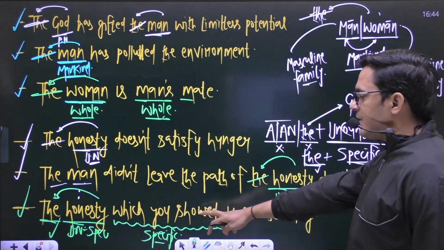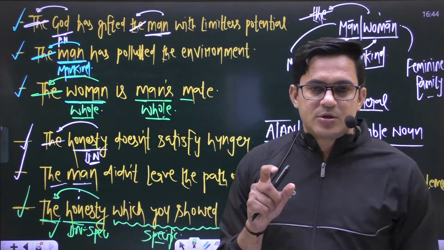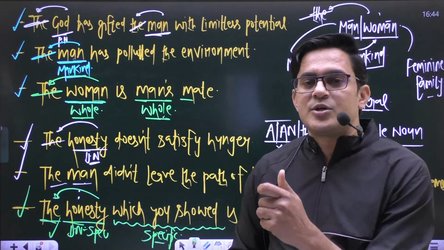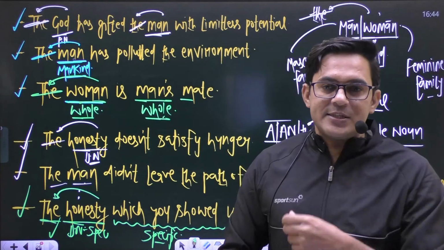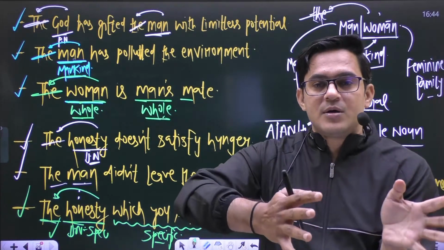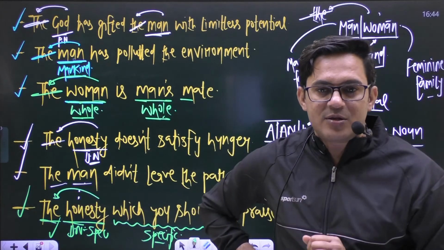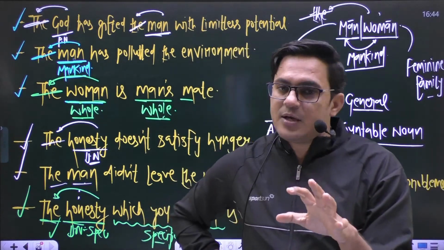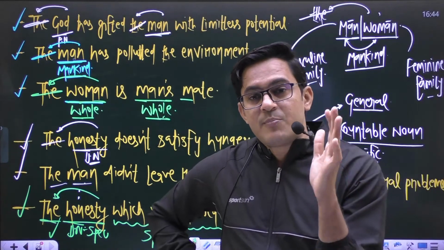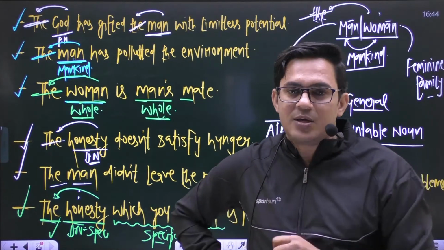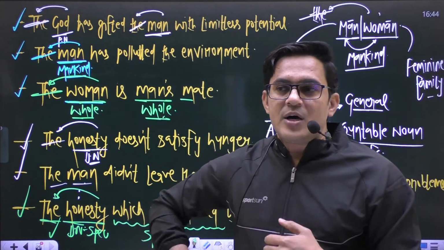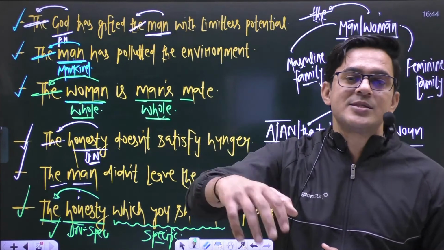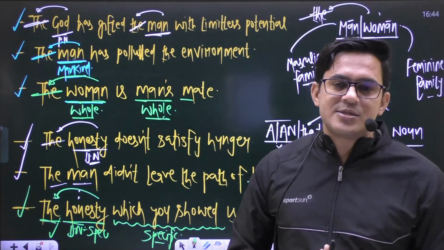This sentence is okay because we are talking about the honesty of a specific person. For example, the honesty which the poor woodcutter showed is praiseworthy. If I say the honesty which the bank manager showed is praiseworthy, the bravery which Wing Commander Abhinandan showed is praiseworthy, right? It is also okay to say the bravery which the Indian army showed is praiseworthy. The love that the couple showed is praiseworthy. This is also fine, right?